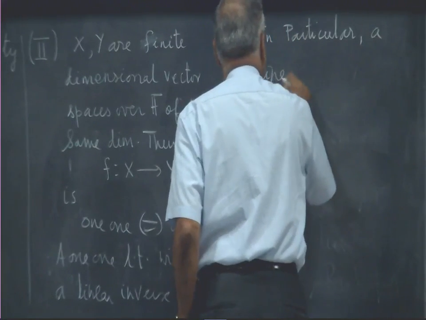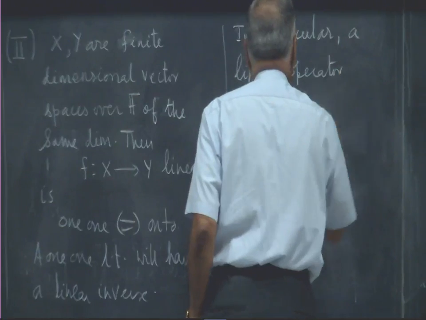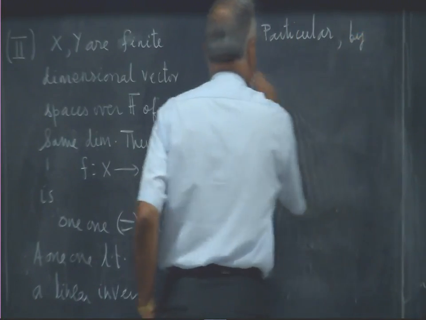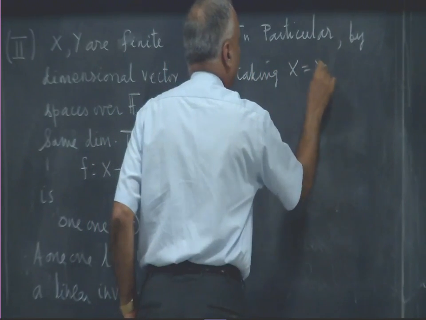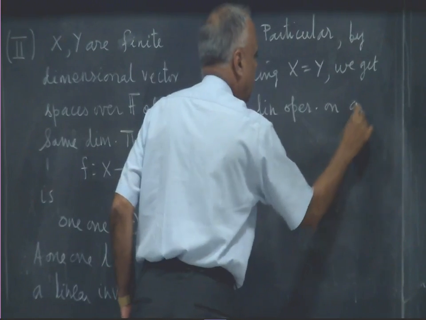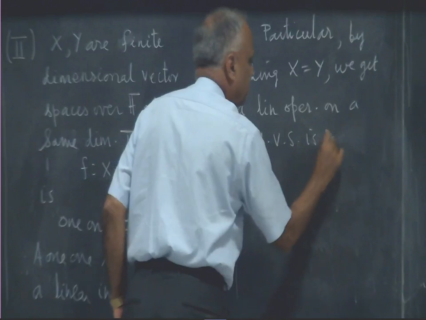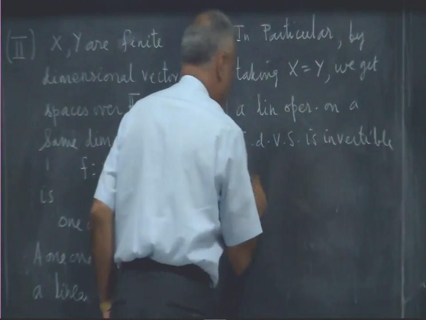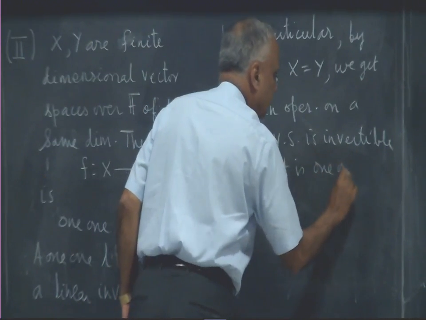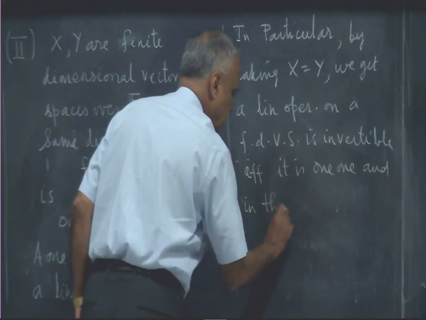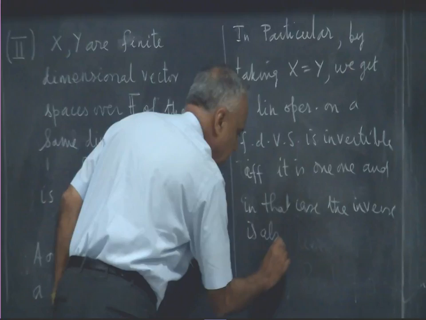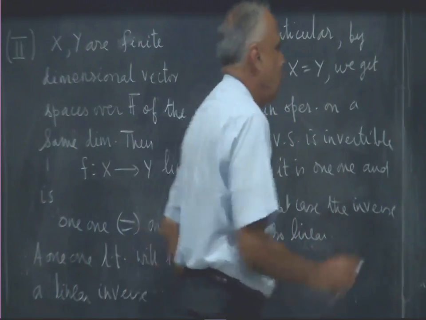So, in particular, by taking x equal to y, we get a linear operator on a finite dimensional vector space is invertible if and only if it is 1-1, and in that case the inverse is also linear. Okay, so that's the next step.